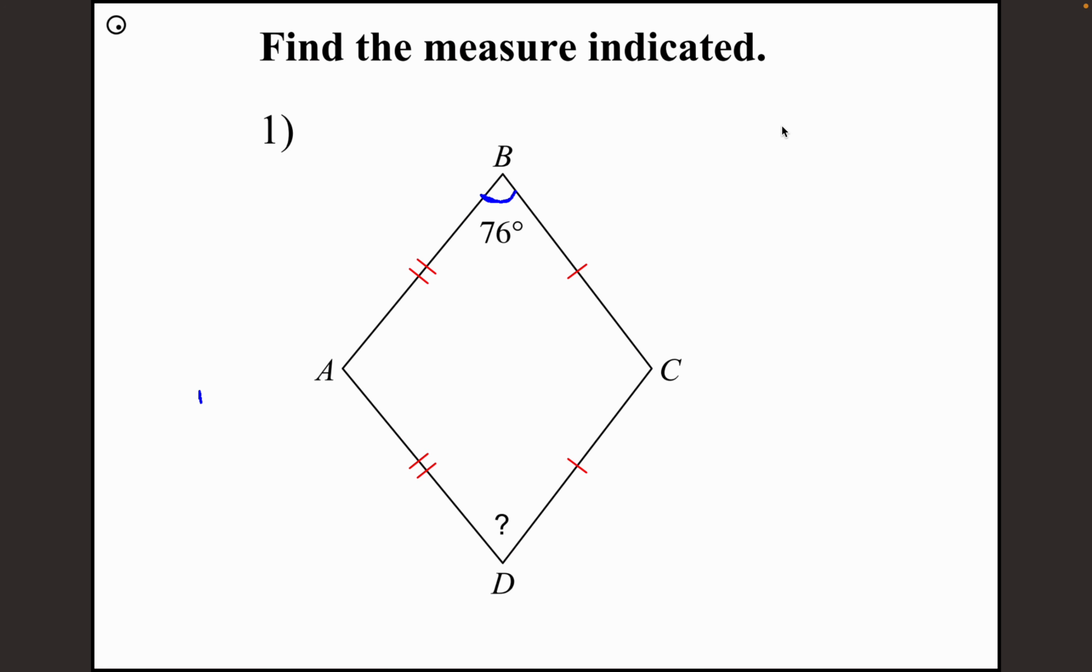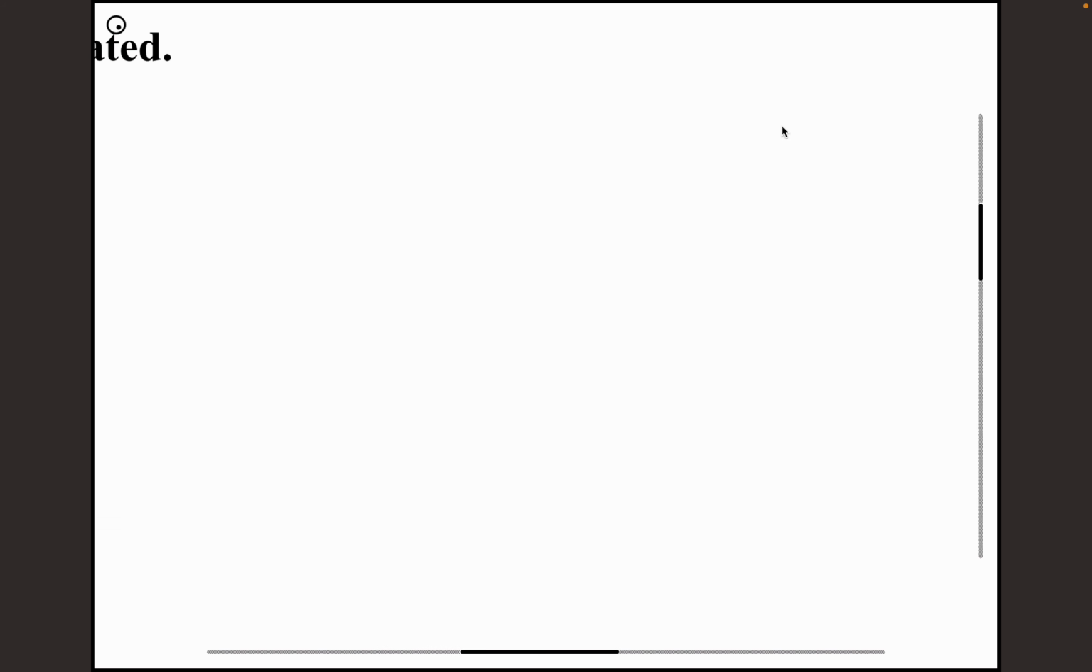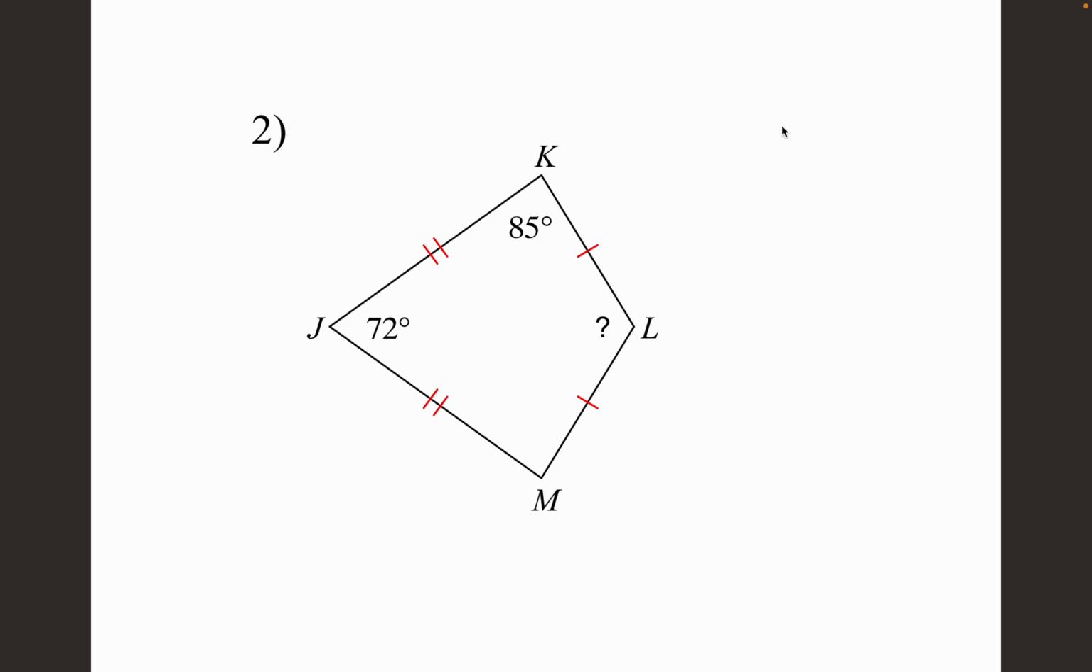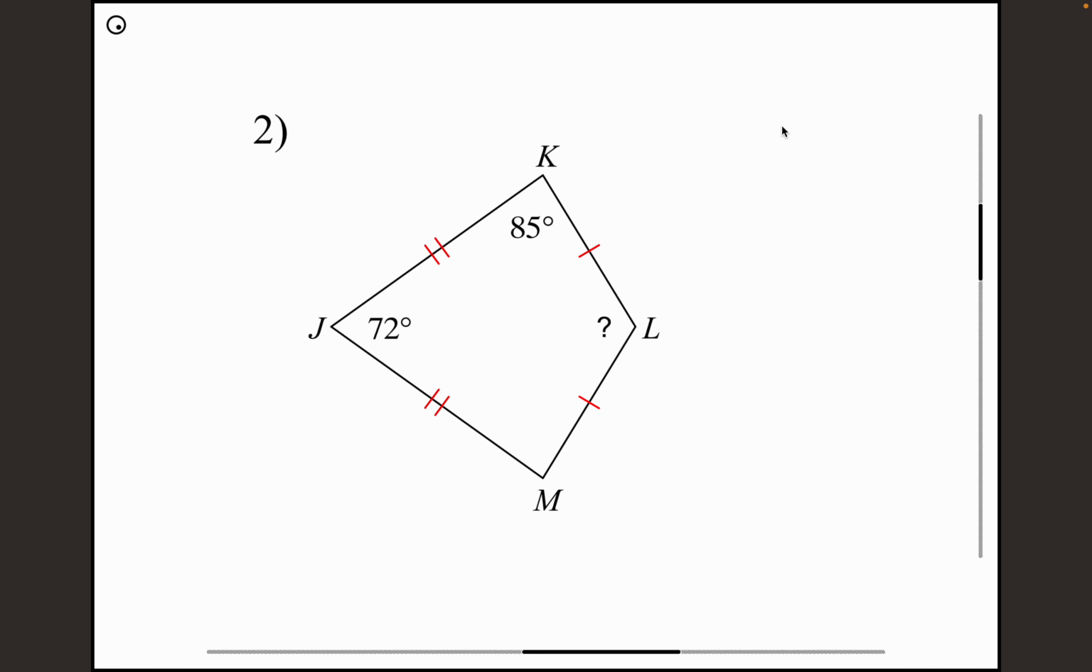So if it's 76 up here, what's our angle going to be down here? It's going to be 76. Okay, 76 degrees. Okay, perfect. All right, seem pretty easy on that? Now, let's go to number 2. Now, we have two angles, and we need to find L.